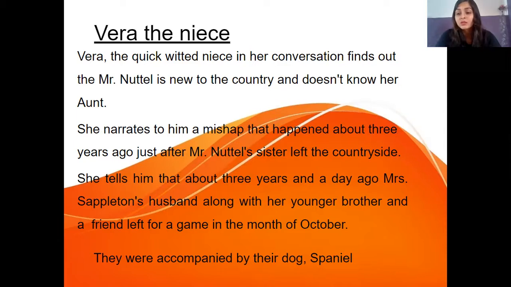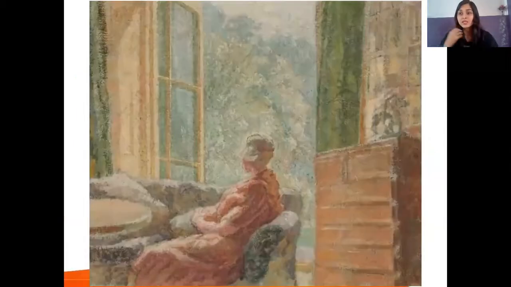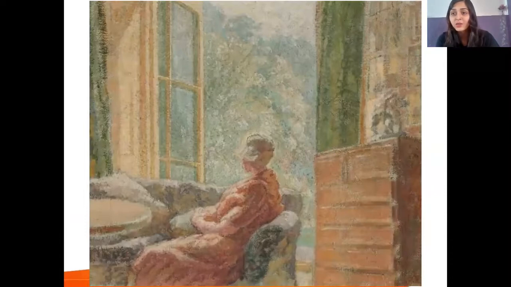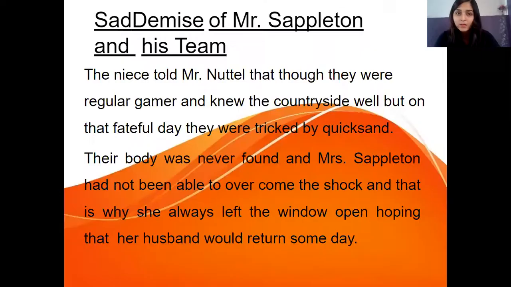So they were tricked, you can see, and Mrs. Sapleton did not overcome that shock. She sits outside the window waiting for them, and she does not accept that they are dead. Even though she knows that they're dead, she does not overcome that shock. She thinks that her husband, her younger brother, friend, and the dog will come back someday. So, the sad demise of Mr. Sapleton and his team. Now, how did they die? How did they go, in the story that she created? She's saying how they died.